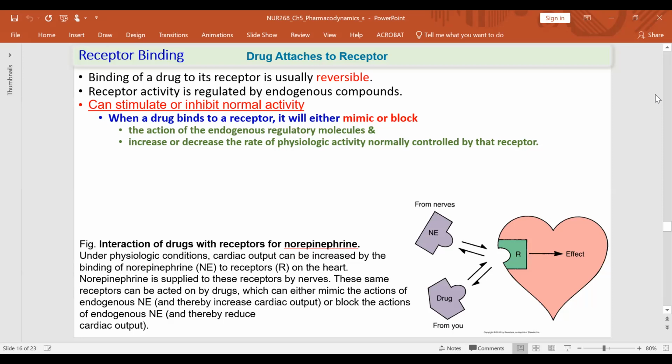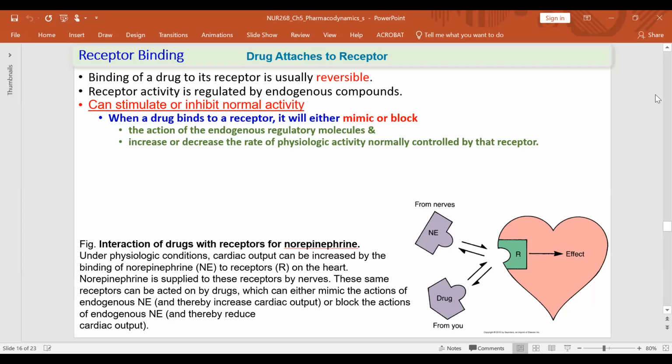Blocking the action will result in a reduction in cardiac output. So activation of the response by the norepinephrine is going to result in an increase in cardiac output, and blocking that action with another medication that will block the norepi receptor, this specific receptor, will result in a reduction in cardiac output.